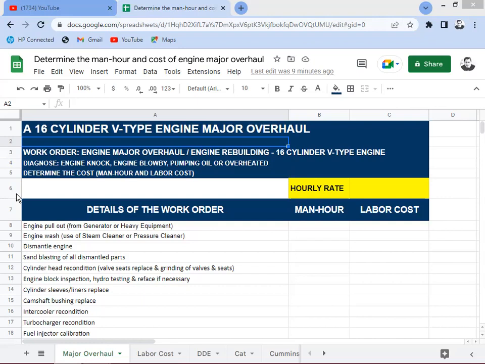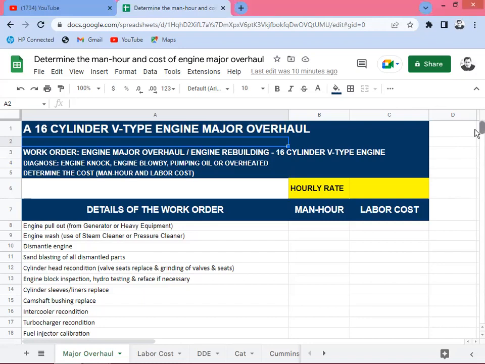But we're going to determine that by having the man hour, of course, because that would be our multiplier. We'll be able to determine the labor cost if we have all the manpower. So those are the things that we're going to do. That's why I put here the details of the work order. These are the things that we're going to be doing, which is all inclusion of the major overhaul.